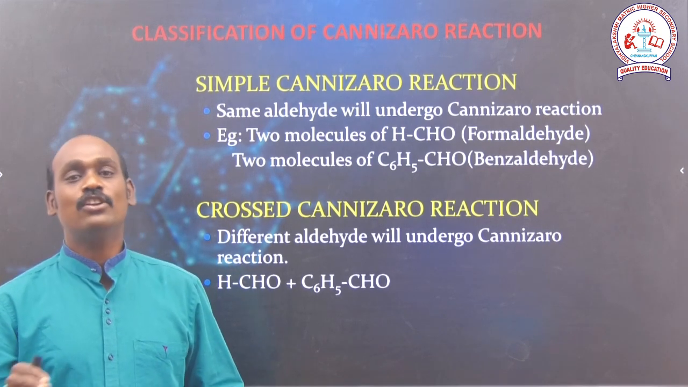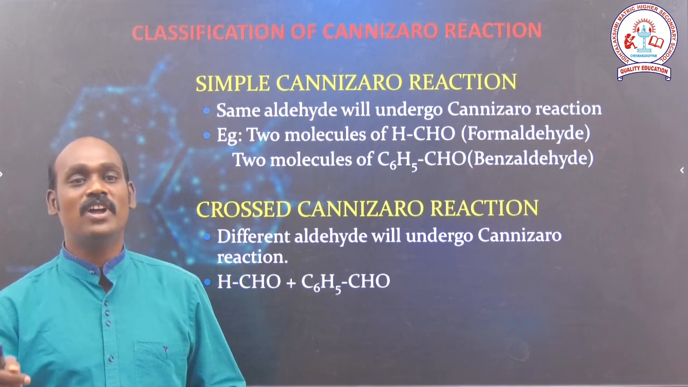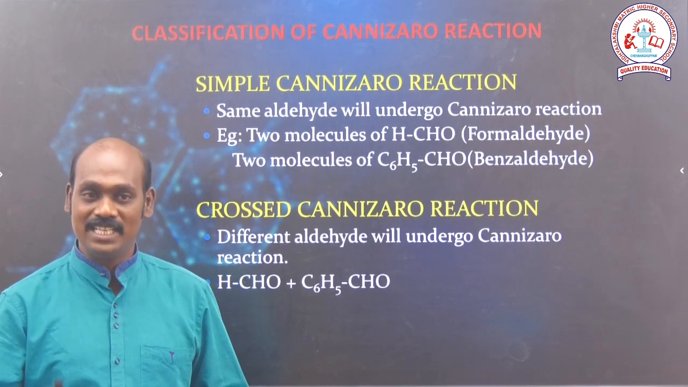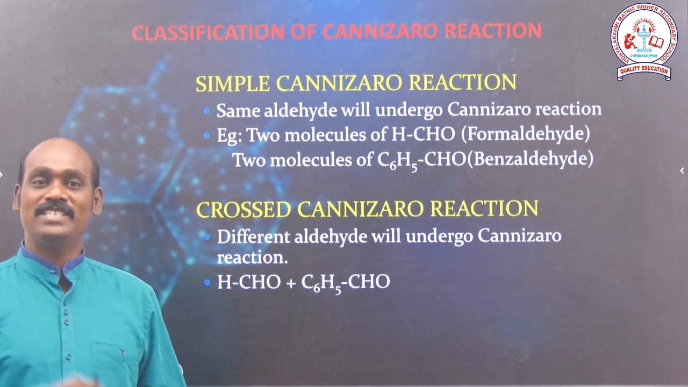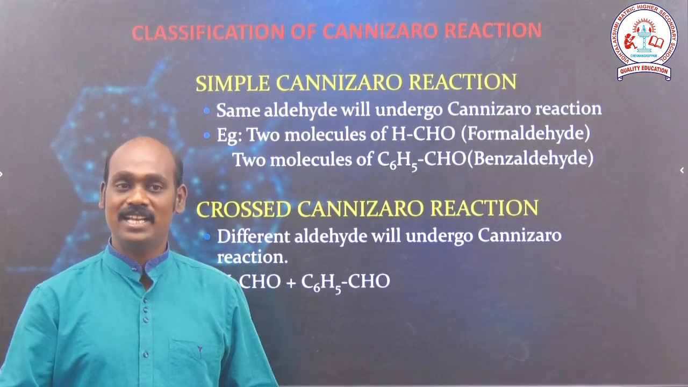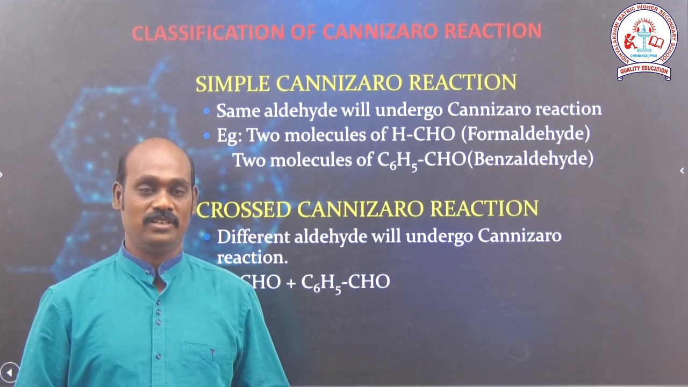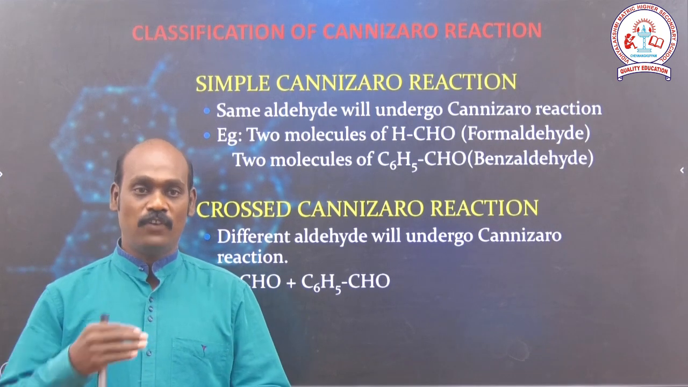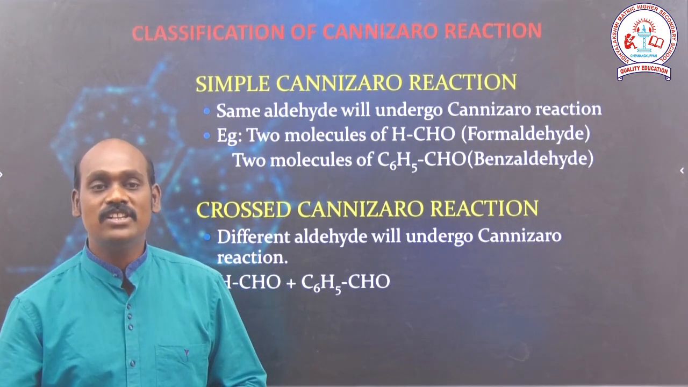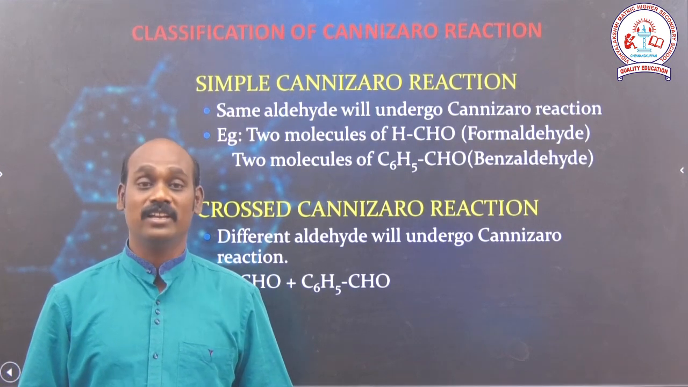Another one is the crossed Cannizzaro reaction. Here different aldehydes not containing alpha hydrogen undergo self-oxidation and reduction. That is called a crossed Cannizzaro reaction. For example, formaldehyde or benzaldehyde alone, which do not contain alpha hydrogen, will undergo a simple Cannizzaro reaction. But we can also mix formaldehyde and benzaldehyde together. It will undergo oxidation and reduction, which is an example of a crossed Cannizzaro reaction.